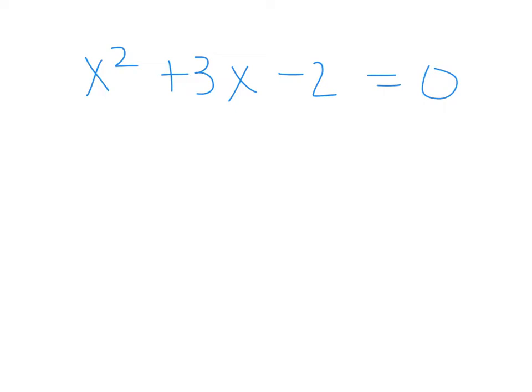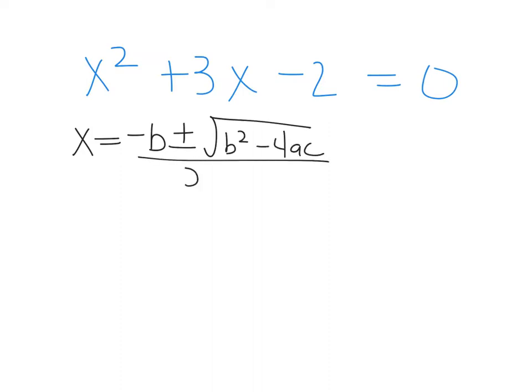So again, you're going to write the quadratic formula: x equals negative b plus or minus the square root of b squared minus 4ac, all over 2 times a. Okay, so in my equation, I need to identify a, b, and c. A is whatever's in front of x squared, which is 1. B is whatever is in front of x, which is 3. And c is whatever your constant is, which is negative 2. But again, you can't use the quadratic formula until you have one side of the equation equal to 0.